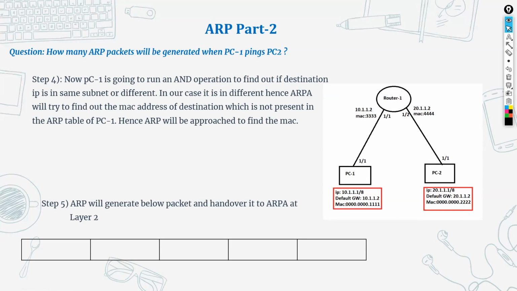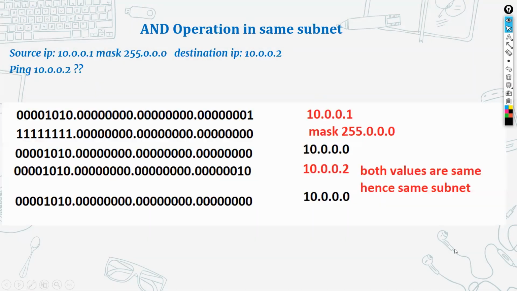Okay. So first of all, let's see how this AND operation works, or how PC1 is going to find out if 20.1.1.1 is in the same subnet or in a different subnet. So let's go to that slide. First of all, let's see how the AND operation works in the same subnet. I have taken one example wherein we have an IP 10.0.0.1, which has the mask of 255.0.0.0 or /8.